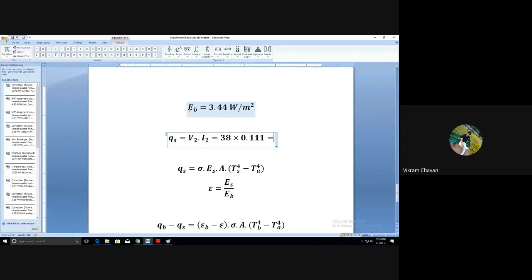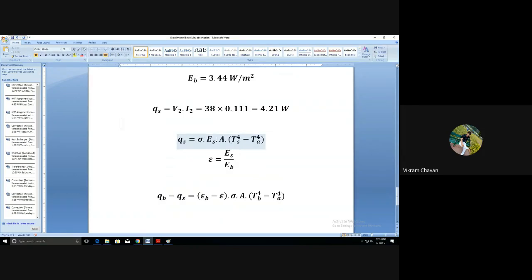Okay, so Q suffix s is 4.18. How come 4.18? 4.18, right? Or 3.18? 4.21. Okay, 4.21. So Q suffix s is 4.21 and it will be watt per meter square only.